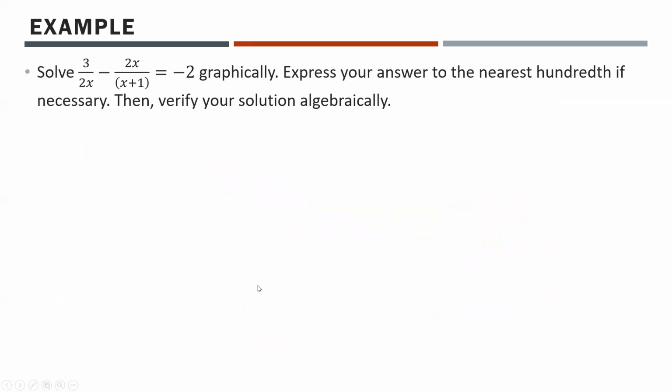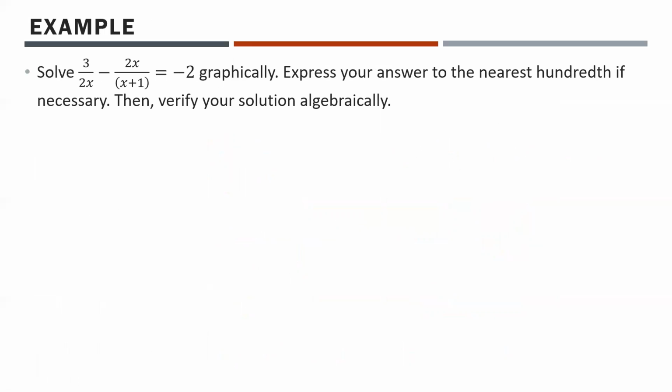Moving on. All right, next example. Solve 3 over 2x minus 2x over x plus 1 equals -2 graphically. Express your answer to the nearest hundredth if necessary, then verify your solution algebraically. That got me excited there for a second. I was like, oh, we just have to do this graphically.